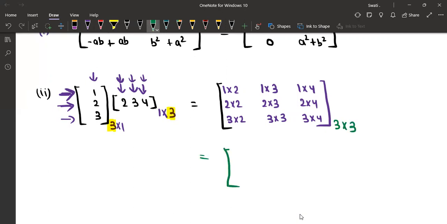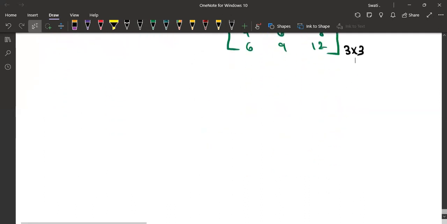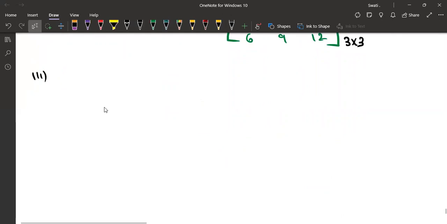Let's write down. This is 1 times 2, which is 2. This is 3. This is 4. This is 4. This is 6. This is 8. This is 6, 9 and 12. And this is your answer. One thing I would suggest: whenever you write down any matrix, you can write down the order as well. That just leaves a good impression. So yeah. Okay, now let's move to the third question.